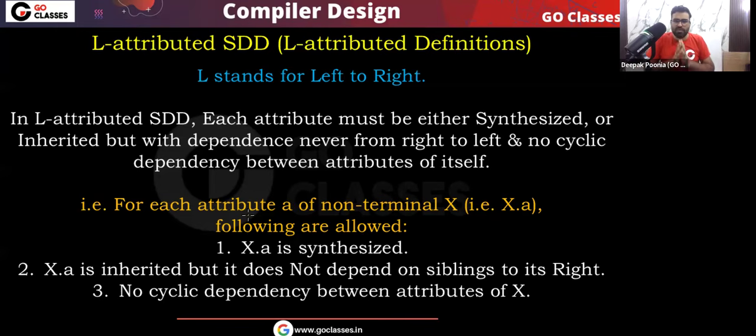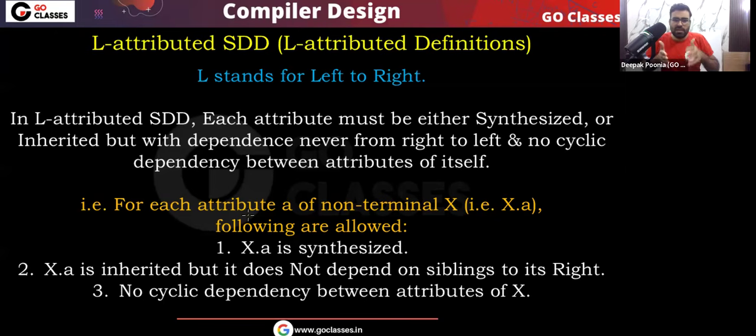Step by step I am telling you that all the synthesized attributes are allowed. There is no problem with that. Second thing, which inherited attributes are allowed? Those inherited attributes are allowed which do not depend on any right sibling. You can depend on left siblings, you can depend on the parent, you can depend on yourself, but you cannot depend on right siblings. And when you depend on yourself, meaning to calculate one of your attributes you are using another of your attributes, then remember, a cycle should not be created.